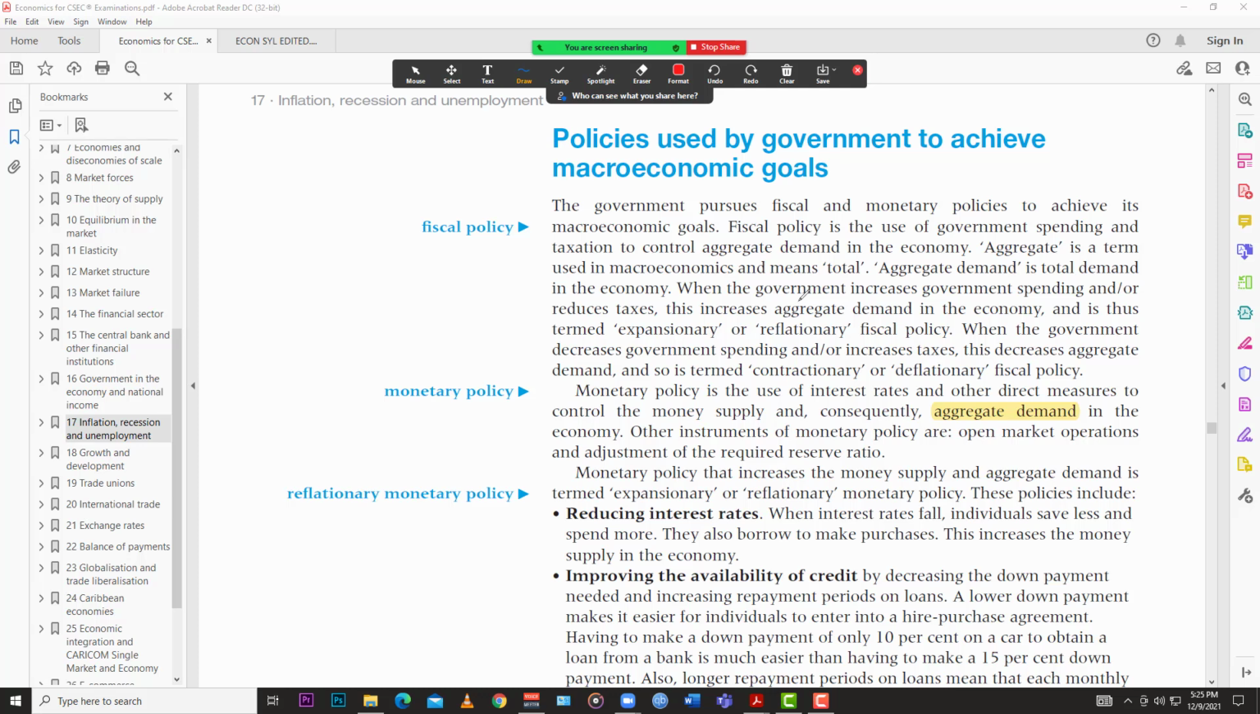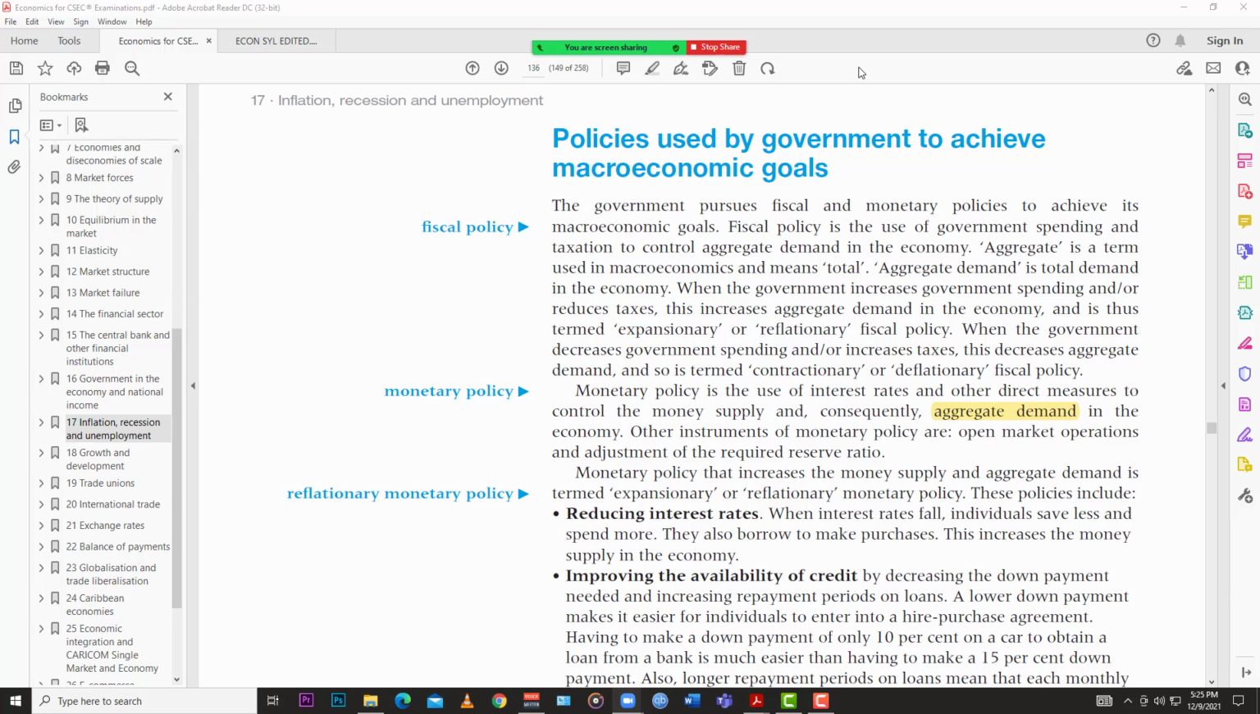So what is fiscal policy? In a nutshell, fiscal policy is the manipulation of government spending and taxation to achieve certain broad economic objectives. You can use the textbook's definition also, which is: fiscal policy is the use of government spending and taxation to control aggregate demand in the economy.